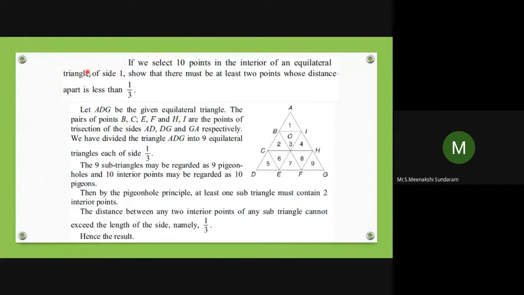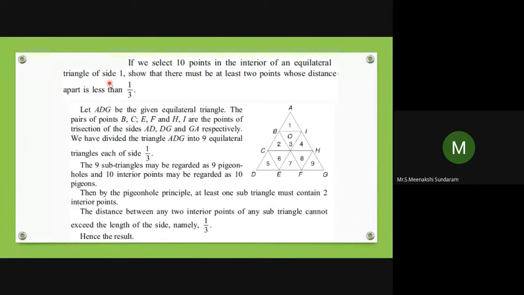If we select 10 points in the interior of an equilateral triangle of side 1 centimeter length, show that there must be at least 2 points whose distance apart is less than 1 by 3. We need to show that.